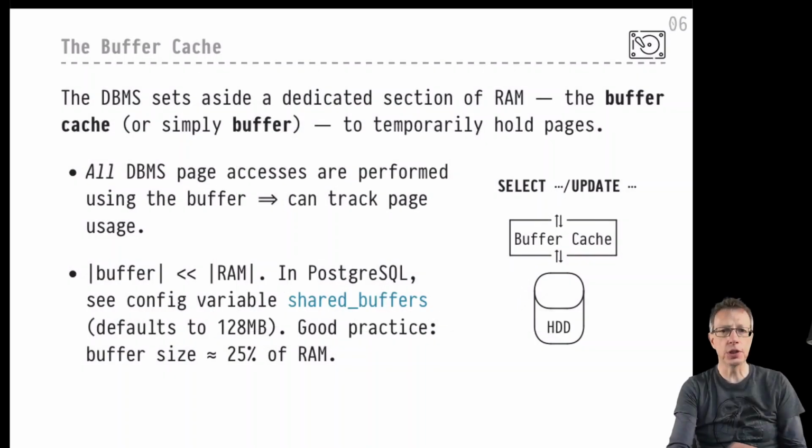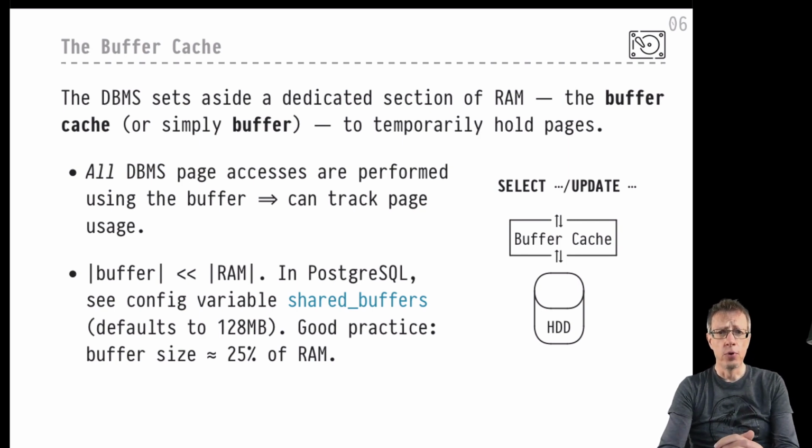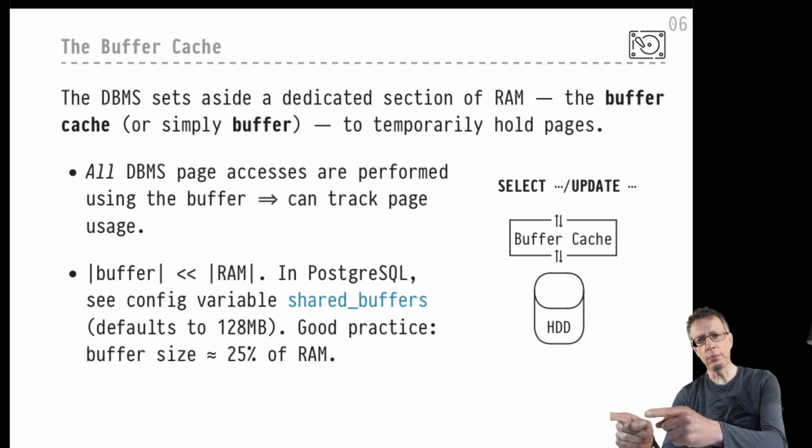Hi and welcome back. We are in the midst of our discussion of buffering and caching in relational database systems, and this is the continuation of this discussion. We will first focus on PostgreSQL and a particular component inside PostgreSQL, the buffer cache, or briefly the buffer, that is used to temporarily hold pages that have been brought in from secondary memory into primary memory.